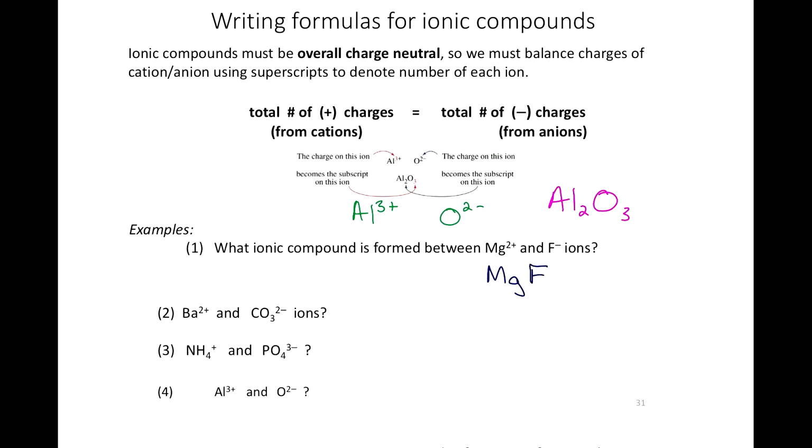How many fluorines are there? Fluorides? 2. Yes. So the idea here is if I have a +2 coming from magnesium, I need 2 anions to make that charge neutral, 2 fluorines. So that's why it's called MgF2. There are 2 things that are -1, 1 thing that's +2. Overall, that's charge neutral. All right.